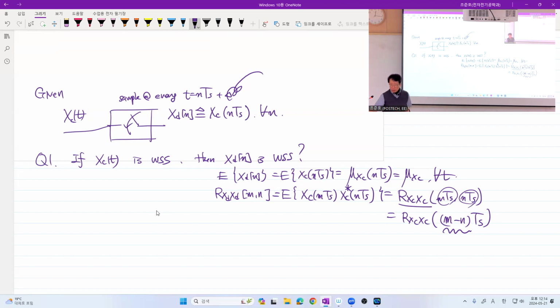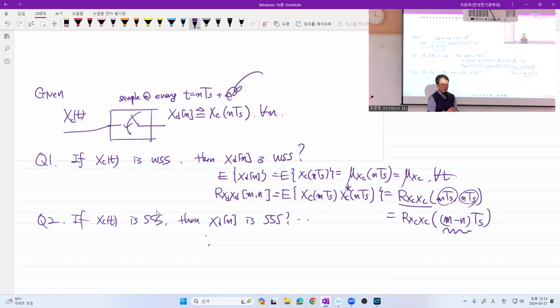Ready? And you can do a lot of things, like what if xc is strict sense stationary? Then its sampled version is strict sense stationary, something like that. You can ask a lot of questions, all related to stationarity, wide-sense stationarity, any order of stationarity, uncorrelatedness, orthogonality, blah, blah, blah. Got it? Okay, that's all for the day.